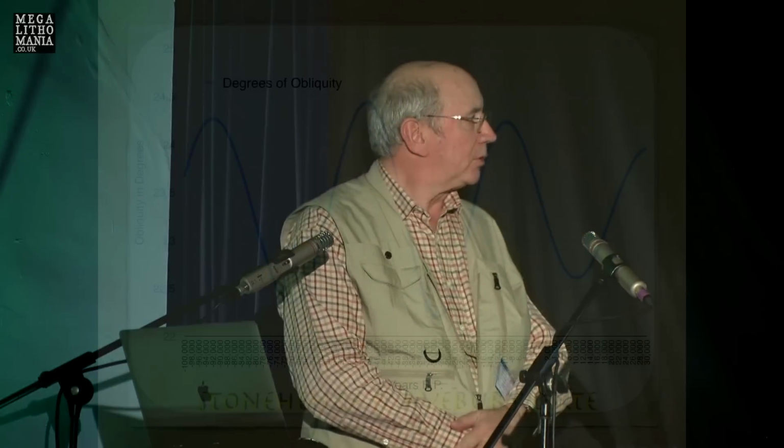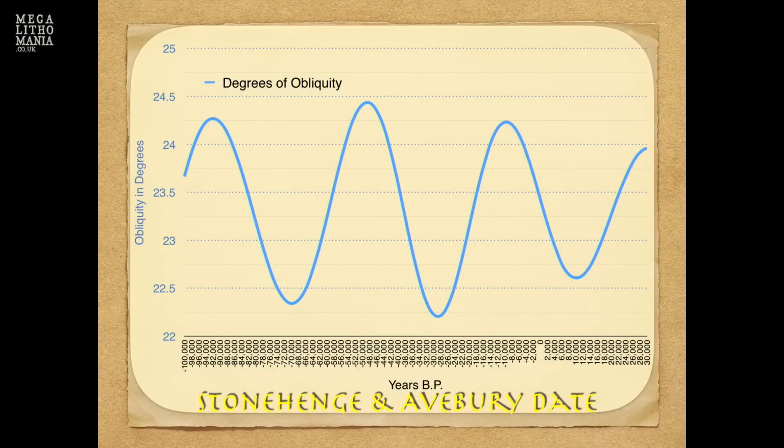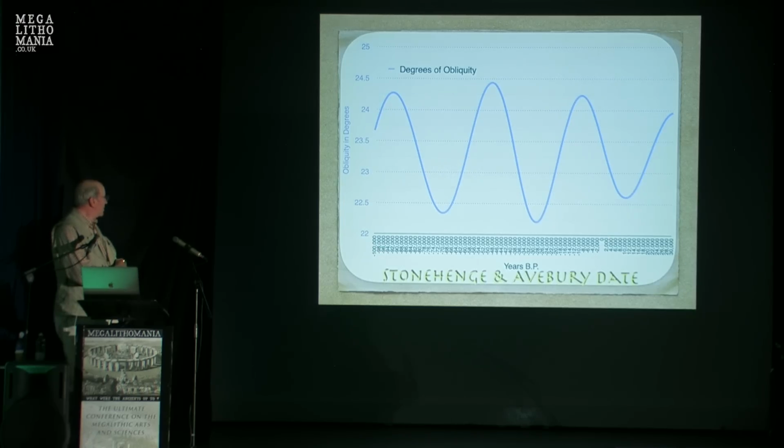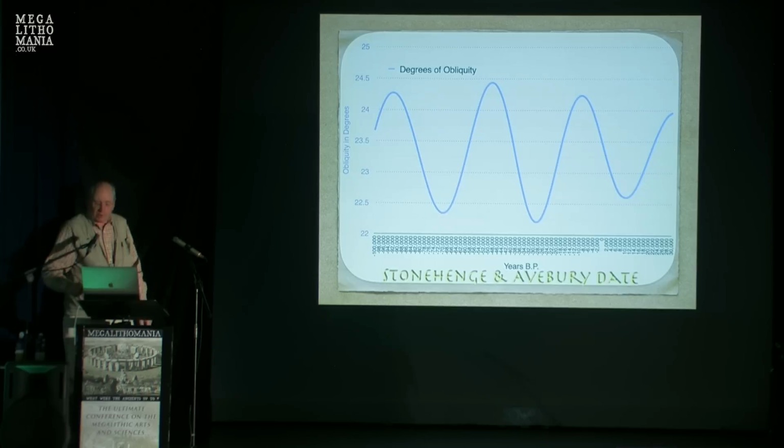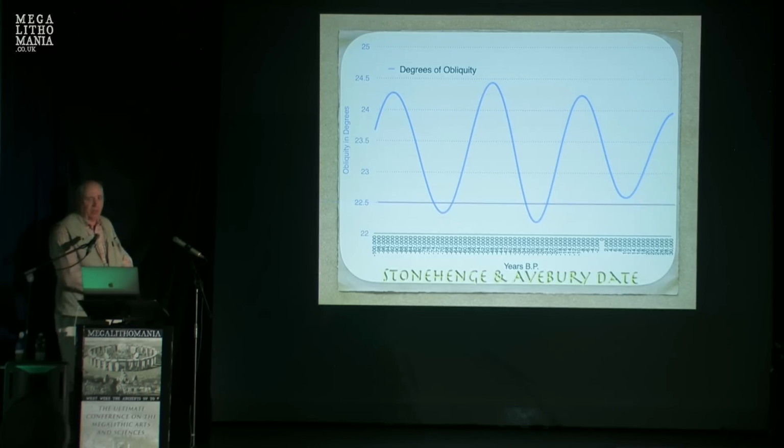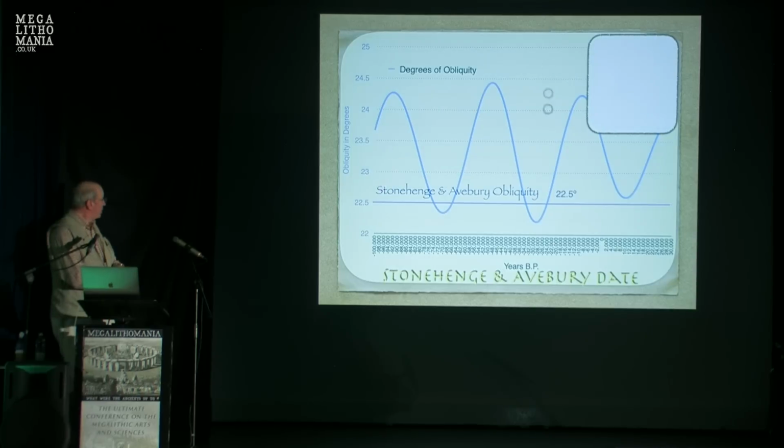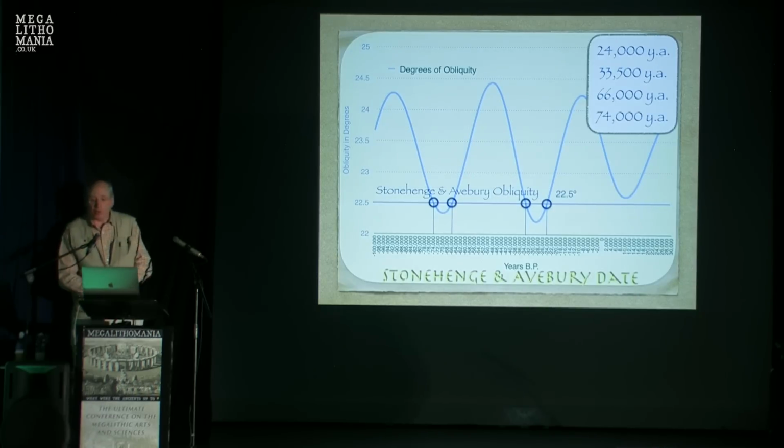So let's draw that graph again. We've seen it before. So here we've got dates on the bottom. This is the 0 date, going back 100,000 years, and here's the angle of obliquity on the left. And we can draw those same points that we saw previously. So let's quickly draw those on. This time, though, this is for Stonehenge and Avebury together, because they confirm each other. And we get our 4 dates.